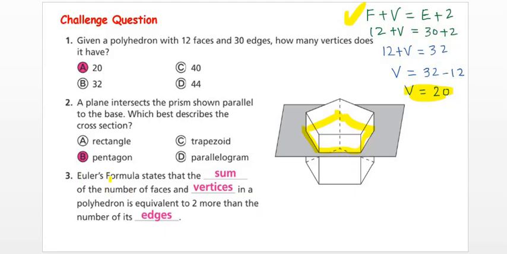And then according to Euler's formula, what does it state? It says sum of the number of the faces and the vertices. So first we add the number of faces with the vertices of any polyhedron. It is always equal to 2 more than the number of edges. Like on the other side, we always have 2 more than the number of edges. That's all for this lesson. Hope you understand it.